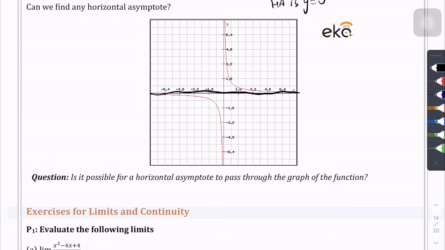Question: is it possible for a horizontal asymptote to pass through the graph of the function? The conclusion is that it is common and perfectly okay for a horizontal asymptote to cross through the graph of the function. You need to remember that.